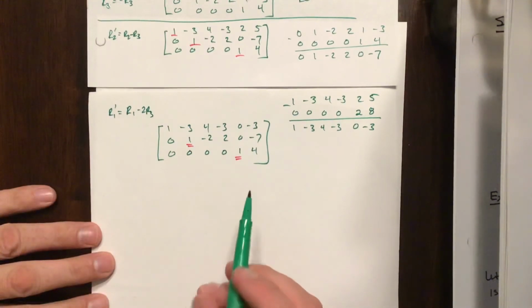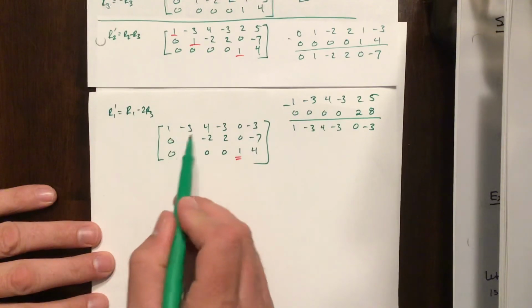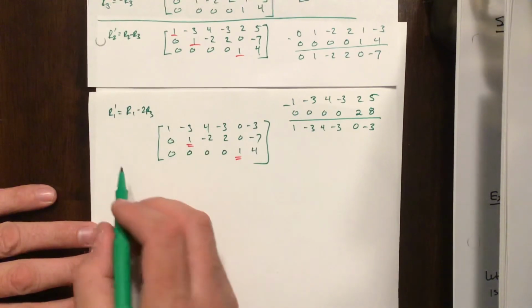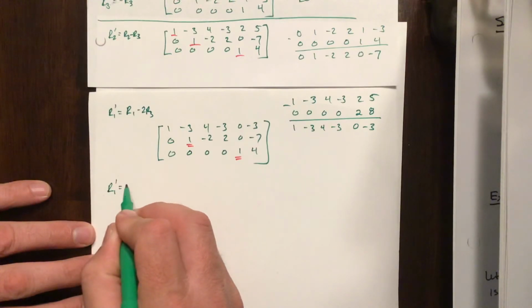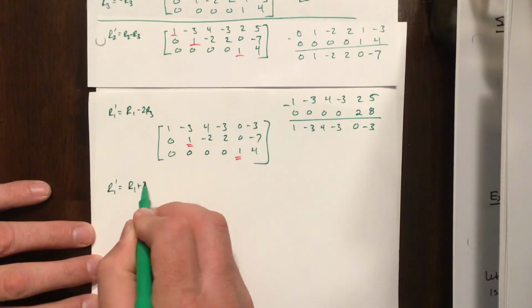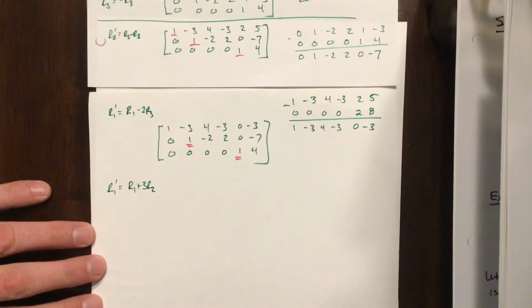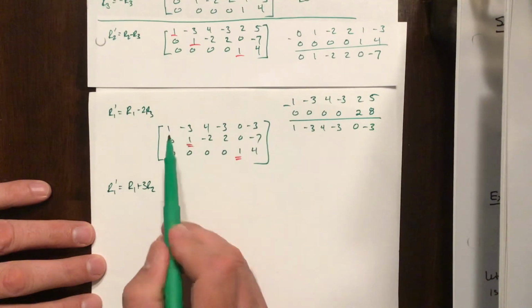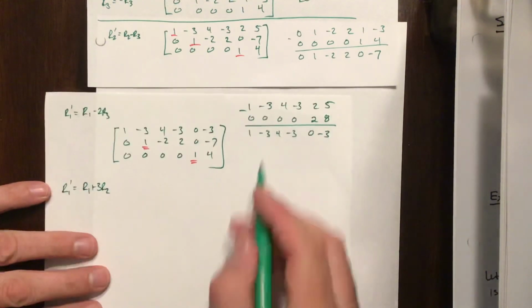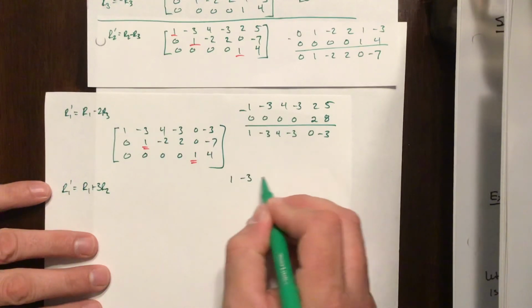So we need to replace this negative 3 with a 0. How do we do that? Let's see. We need our new row 1 to be our old row 1 plus 3 times our old row 2. If I multiply old row 2 by 3, that makes this a 3, and when I add them together, I get that to be 0. So it'll look something like this.